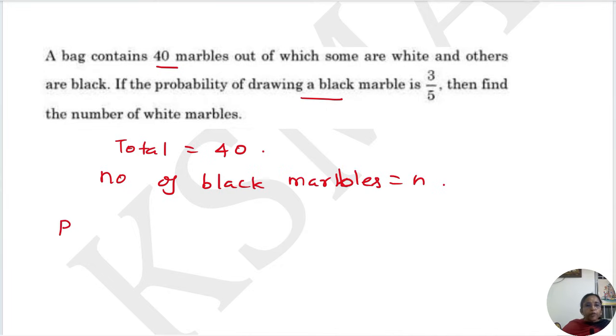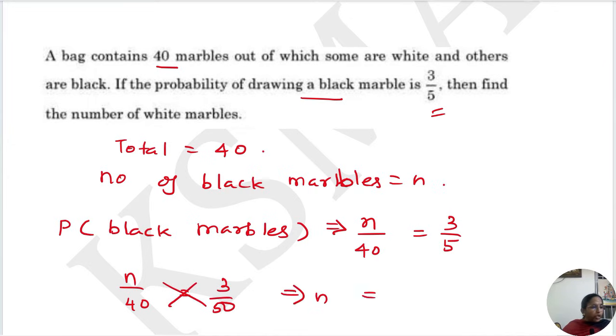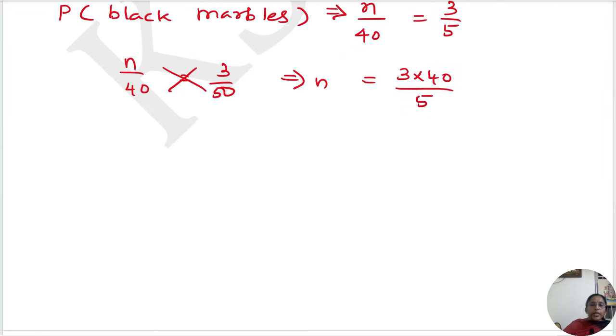And here it is given the probability of black marbles, which is equal to n divided by the total, 40, and it is given as 3 by 5. So equate your data so that you can find your answer. So do your cross multiplication. So n by 40 is equal to 3 by 5. From here n is equal to 3 into 40 divided by 5. So n is 24 here.